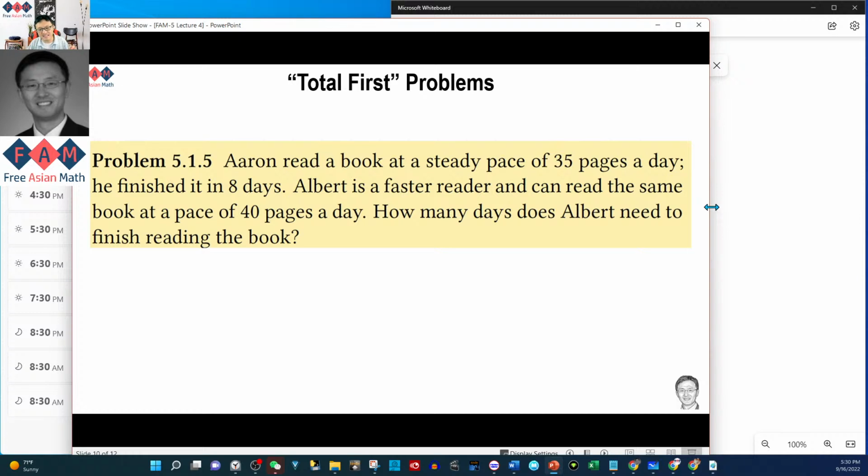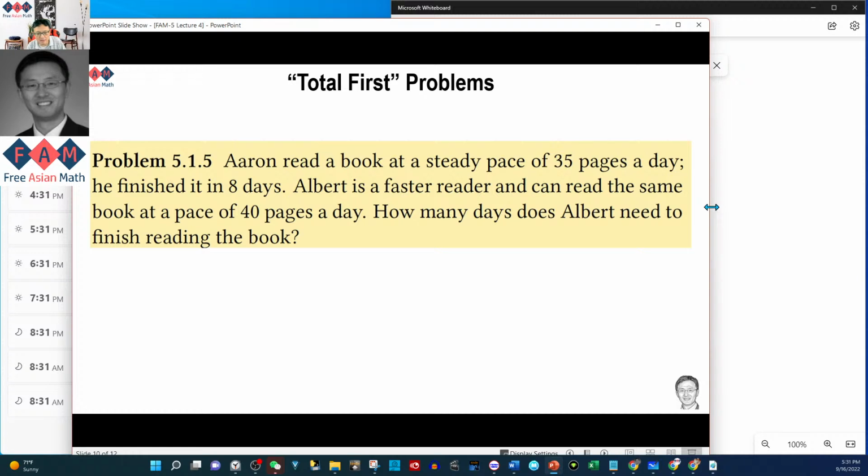From exactly the same relationship, your pace of reading times the number of days you spend will give you the total number of pages that you actually read. Maybe you finish the whole book, that's still the total number of pages you read. If we want to answer this question, from the same multiplicative relationship, what do we need to know? We need to know two things. Albert's reading pace, which is already given to us, is 40 pages a day. Then the other quantity we need to know is the total number of pages of the book, right?